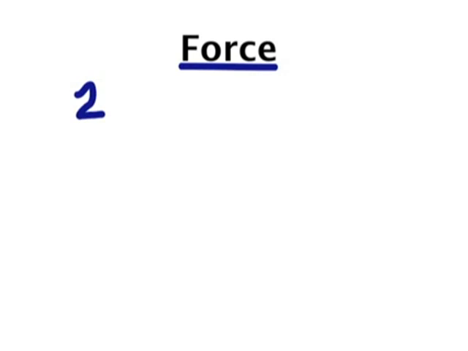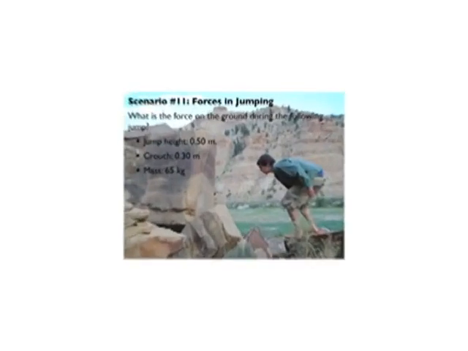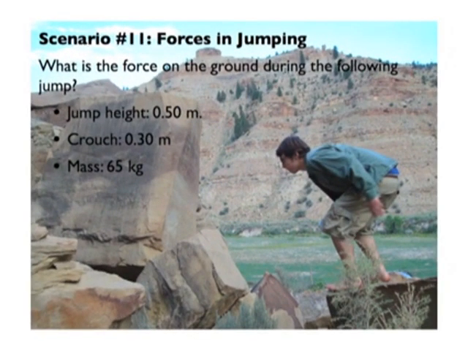While the person's accelerating upwards, while the person's in the crouch, pushing off, what are the forces that act on the person? Normal force and weight. Which is bigger? Normal force. And so the force from the ground pushing up on the person is bigger than the weight force. What does the problem actually ask for, though? It says, what is the force on the ground during the jump? It's the same magnitude as the normal force on the person. So we're going to solve for the force on the person, and then we can say that's the same as the force on the ground.